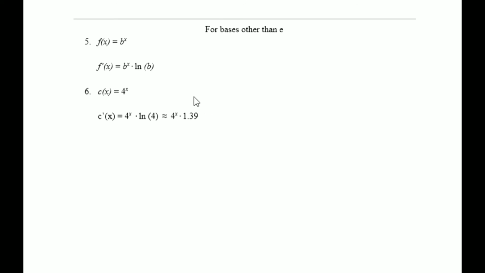Here you have the base of 4, and so you have 4 to the power of x. To find the derivative of that, you would simply say 4 to the power of x is the derivative, but multiply by the natural log of 4, because 4 is the base. When you simplify that, the natural log of 4 is approximately 1.39, and so you would multiply that by the 4^x, and that's how you would find the derivative of 4 to the power of x.